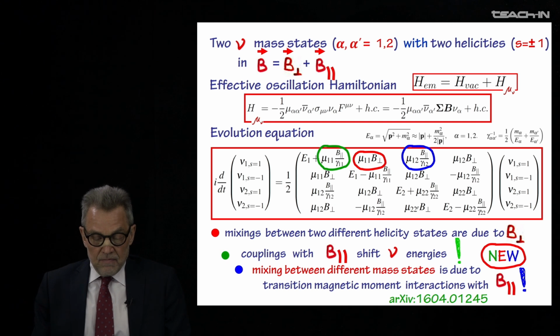And what is very interesting is the third statement, the mixing between different mass states. So we have to consider different mass states. The first state here and the second state here are mixed due to the transition magnetic moment that interacts with the longitudinal magnetic field. So in addition to the mixing between two different helicity states of the same mass, due to interaction with the transversal magnetic field, there could be a mixing between different neutrino mass states that appears due to interaction of transition magnetic moments with the longitudinal, not transversal, magnetic field.